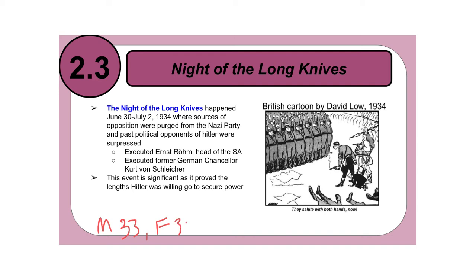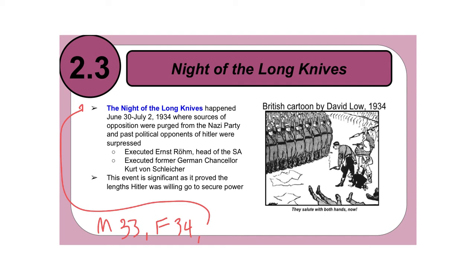In February of 1934 is when the Reichstag is going to burn down. And so now we're back into picking up here. We're now at the Night of the Long Knives. So this is going to happen in June 30th to around July 2nd of 1934. So this is a few short months after the Reichstag fire.